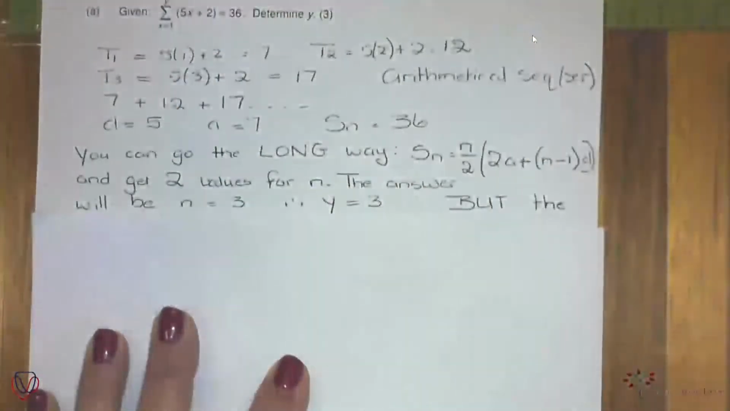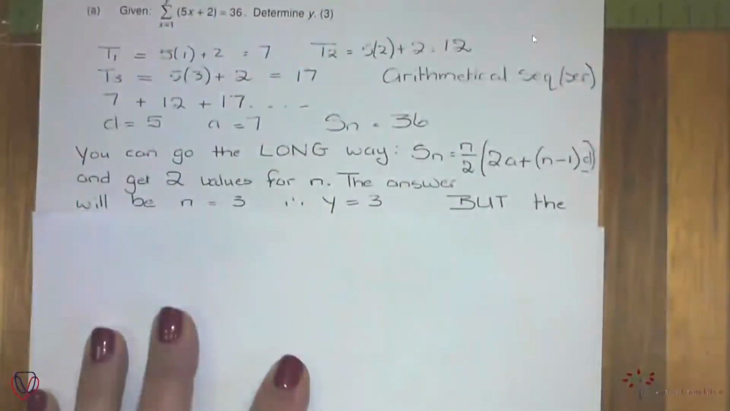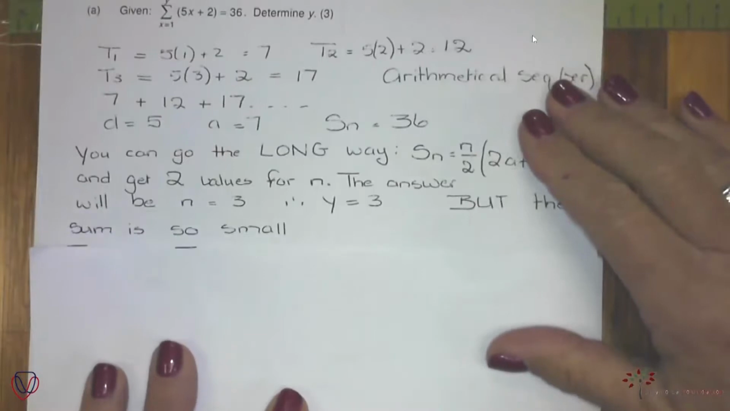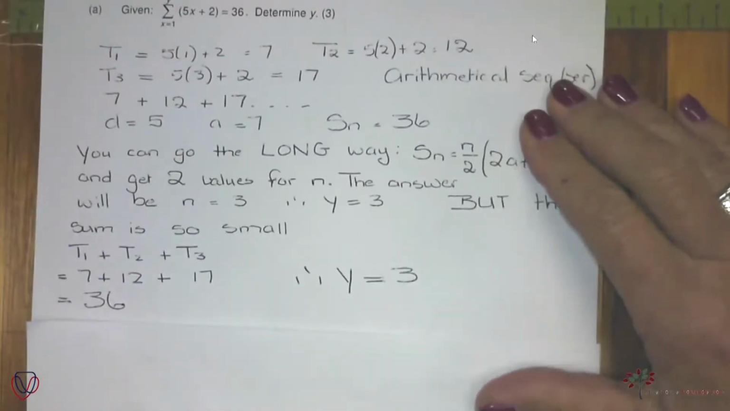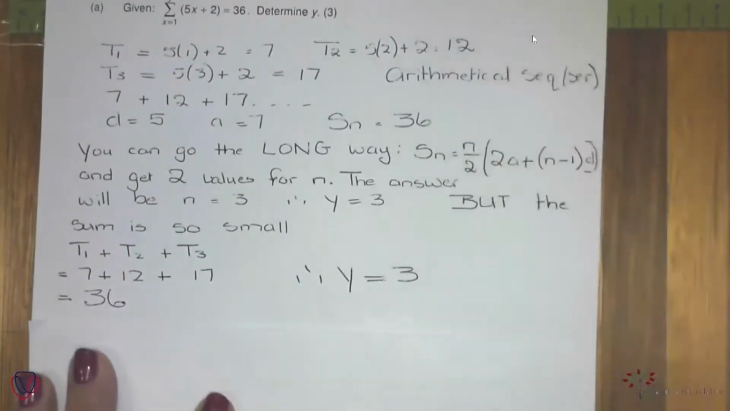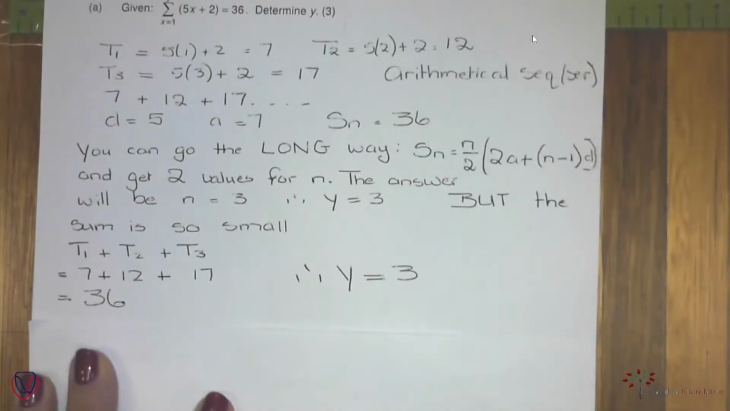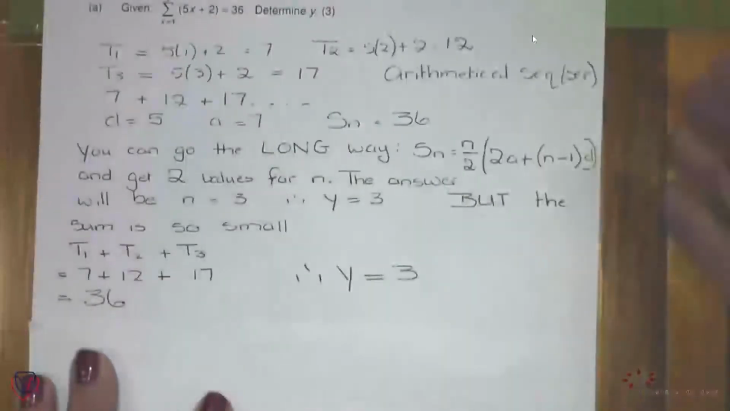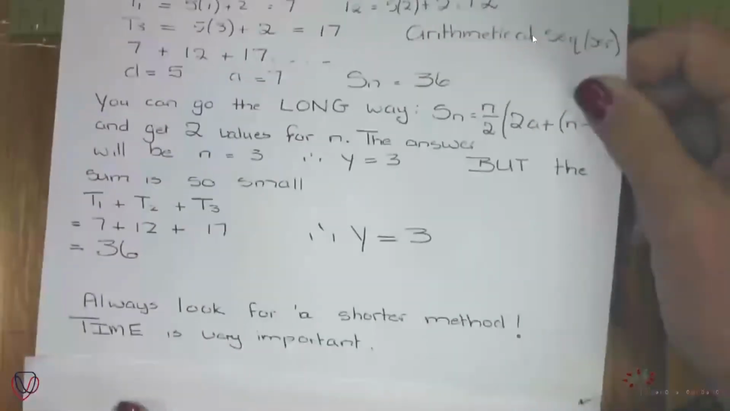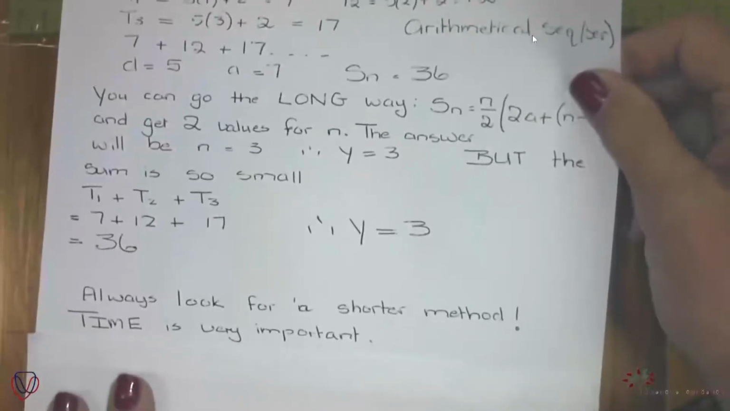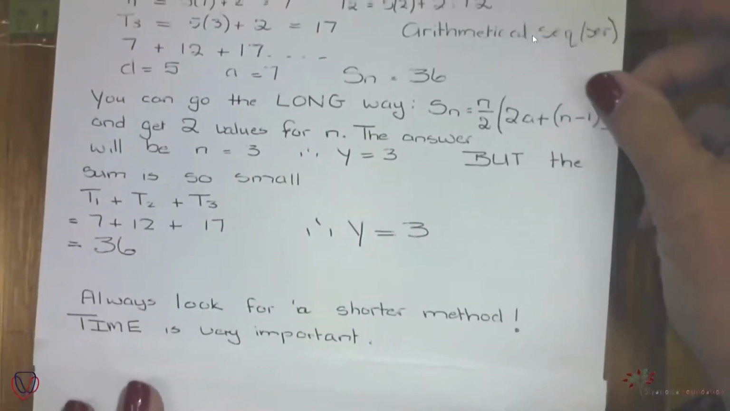Because remember, we normally work with an n there. But they tried to confuse you, and they put a y there. But the sum is so small, so what I did, I added the 3 terms, I got the 36, and I realized that is the sum of 3 terms. So the y there is going to be 3. Very simple, very easy. I actually wrote here, look for a shorter method.